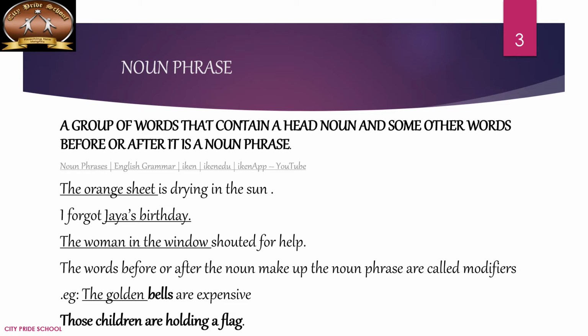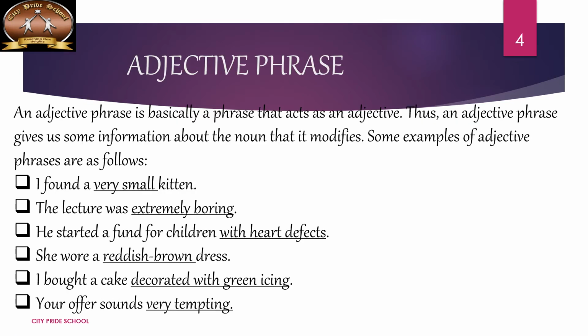Sometimes the noun phrase may contain another noun acting as an adjective. Any adjective used in the noun phrase becomes a before-the-noun modifier. For example, a long gold chain. Here, what is the modifier? Gold. A big polythene bag. Now let us learn about adjective phrase.